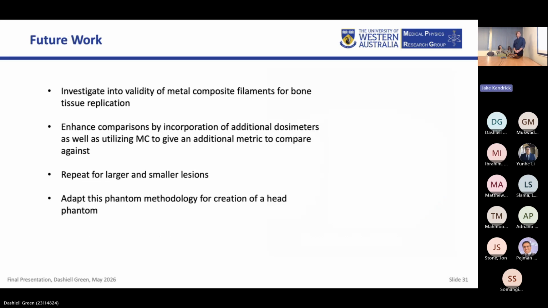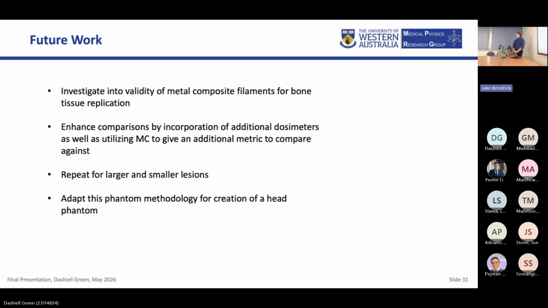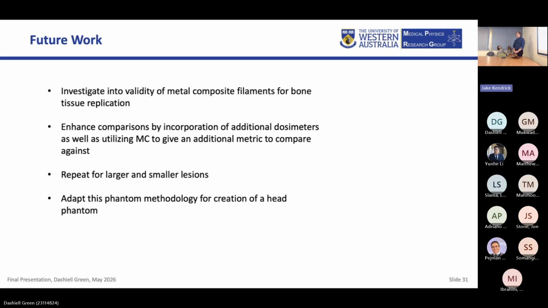So for future work, one thing would be to investigate the validity of metal composite 3D printed filaments for bone tissue replication, and this can increase the HU. Enhance the comparisons by incorporating additional dosimeters, just to give additional metrics to compare against, as well as utilizing maybe Monte Carlo modeling to give another modeling aspect. So repeat for larger and smaller lesions. This will be, I think, one of the determining factors, the conformality, as well as the deeper dose, depending on how long and how large the treatments are.